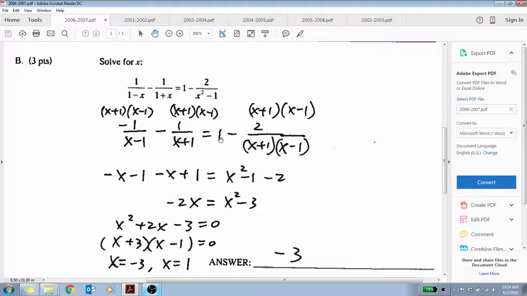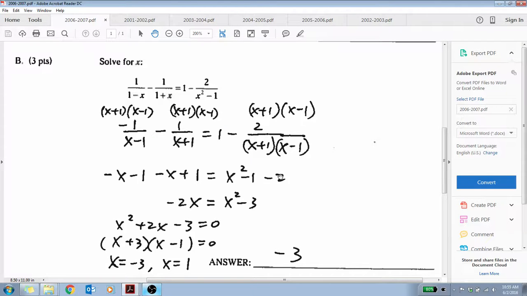When I multiply the 1 by x minus 1 times x plus 1, that's going to be the same thing, x minus 1 times x plus 1, or you can think of it as x squared minus 1. And then when I multiply this last term, the 2 over x plus 1 times x minus 1, by x minus 1 times x plus 1, this will cancel out. I'm left with just a negative 2.